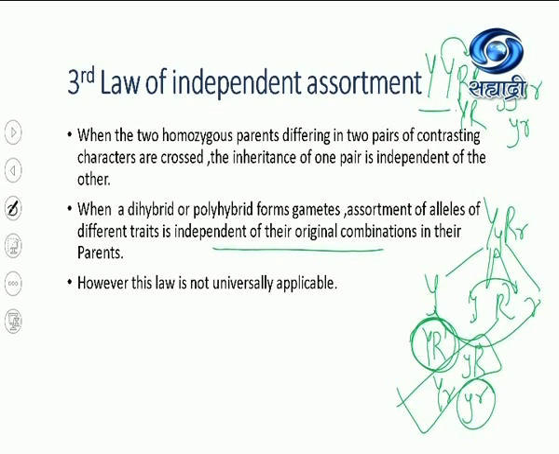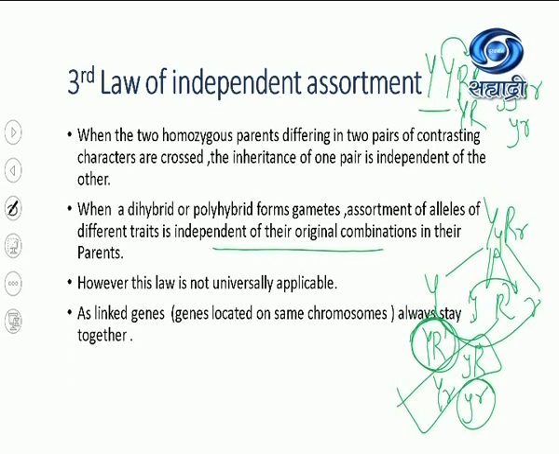However, this law is not universally accepted. It is not accepted in the case of linkages. What are linkages? What are linked genes? I'll teach you in one of the next lectures. So I hope you have understood the third law of independent assortment: the members of an allelic pair in a dihybrid cross stay together and do not mix with each other. They segregate from each other and then independently assort, irrespective of their parental combinations, when they are forming gametes.